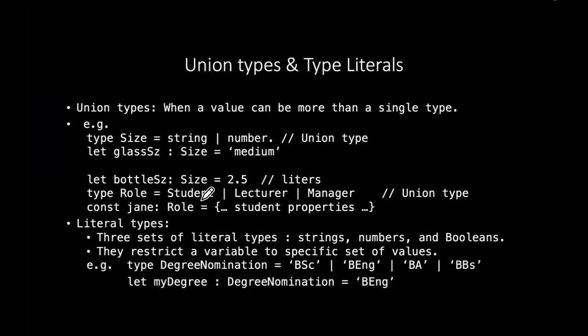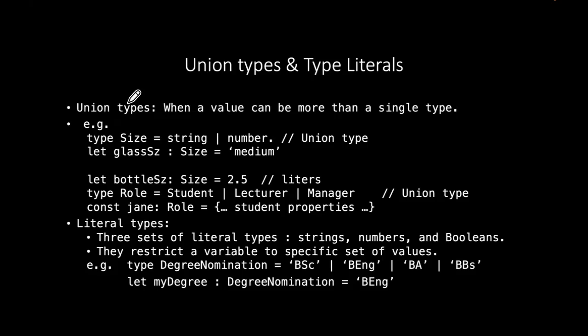Going back to the area of type aliases, there are two use cases for the type alias syntax. We've actually seen them already, but I'm kind of introducing them formally here. There's this notion of union types and type literals, two different things, but they all come under the umbrella of the type alias syntax. So what are union types? Union types is a type whose values can be of more than a single type.